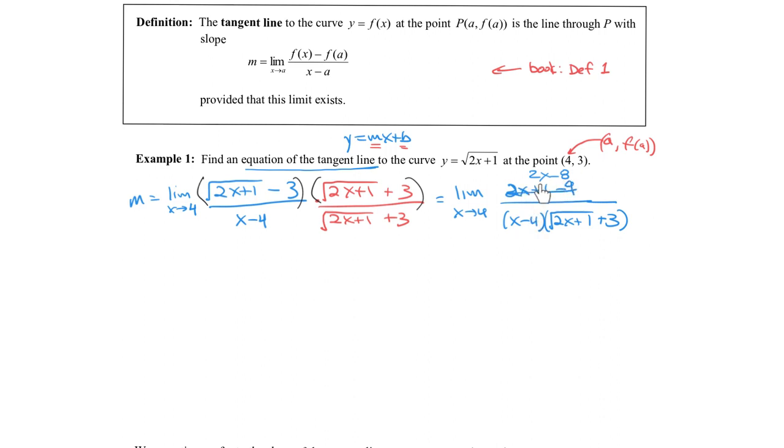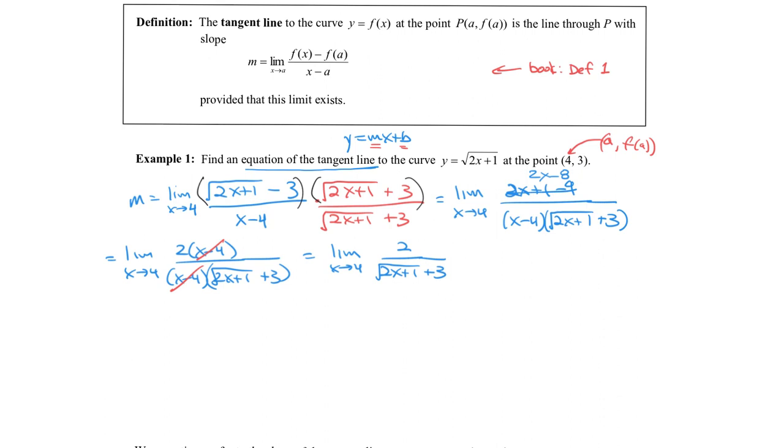I think some of you are probably noticing we can factor a 2 out of there. So if we were to factor a 2 out of there, we would get the limit as x approaches 4 of 2 times x minus 4, and down below we've got x minus 4 times the square root of 2x plus 1, plus 3. So we can cancel that, and that would give us the limit as x approaches 4 of 2 over the square root of 2x plus 1, plus 3. Okay, and I think we're out of trouble now.